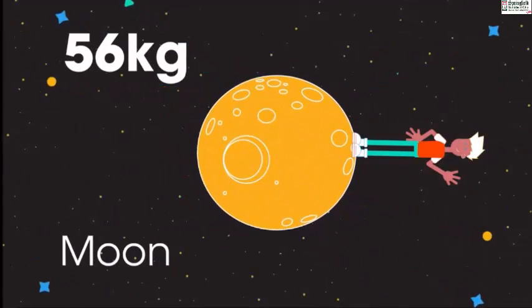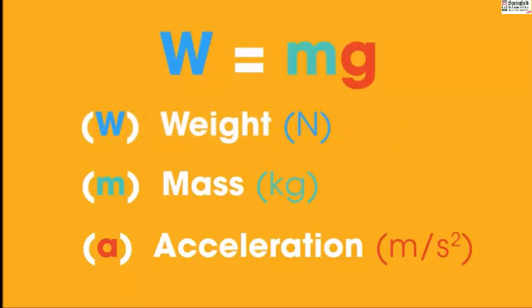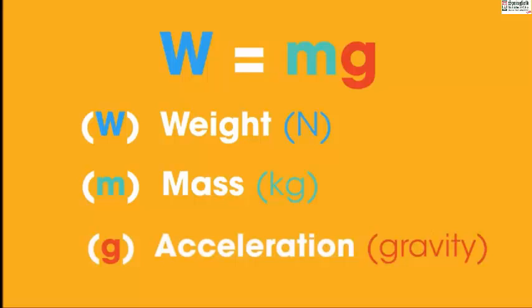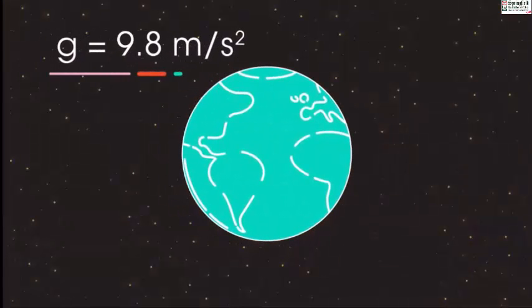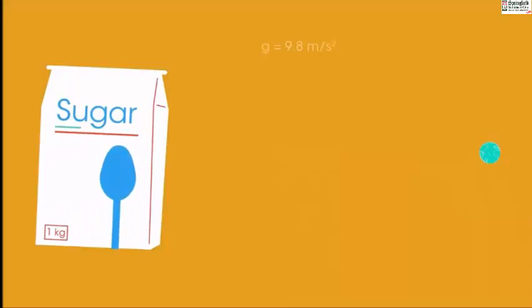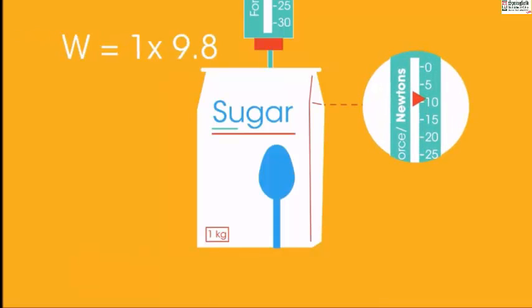For example, my mass on Earth is 56 kilograms. On the moon, I would still have a mass of 56 kilograms, as W equals mg, where W is weight in newtons, and g is acceleration due to gravity. On Earth, g equals 9.8 meters per second per second. So the weight of the 1 kilogram bag of sugar is 1 times 9.8, which equals 9.8 newtons, as the picture shows.